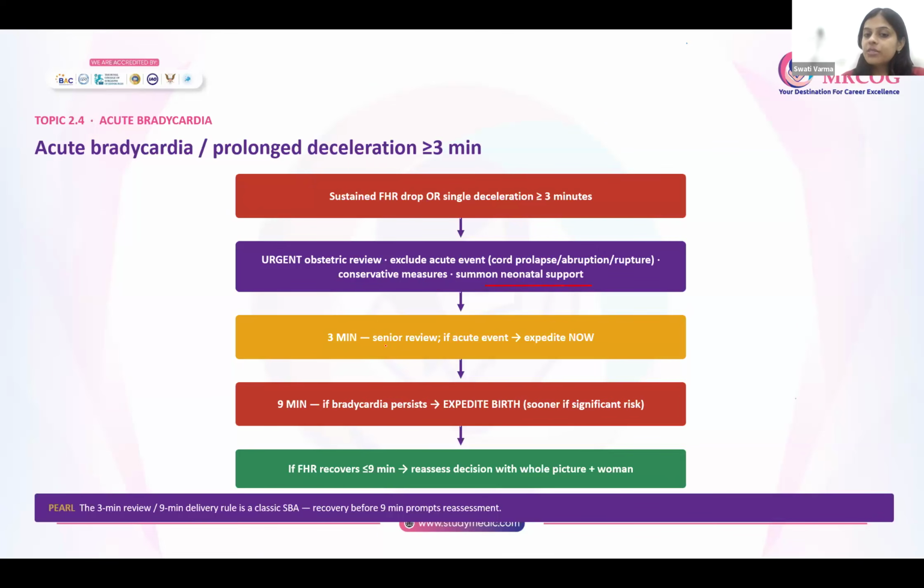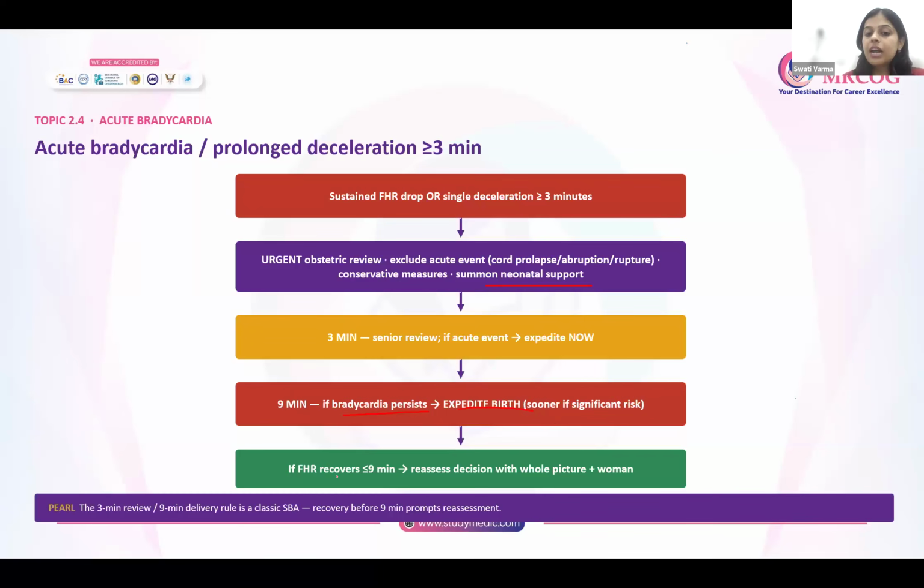So after 3 minutes, if you notice this 3 minutes of prolonged deceleration, senior review is a must. If acute event, expedite now. Then you repeat evaluation at 6 and 9 minutes. If beyond 9 minutes this bradycardia is persisting, then you have to already start escalating or expediting birth, even sooner if the risk is significant.